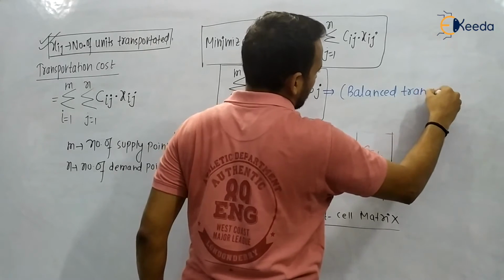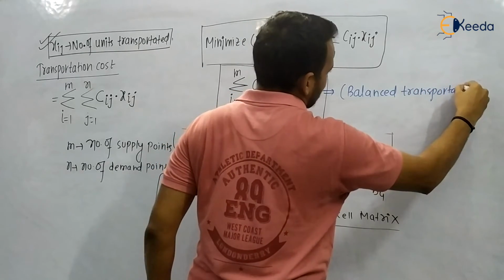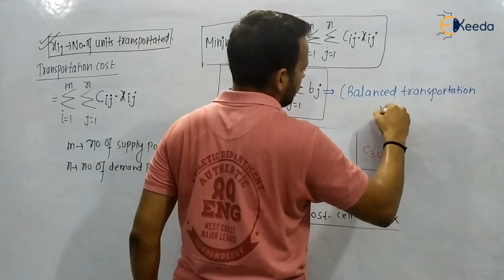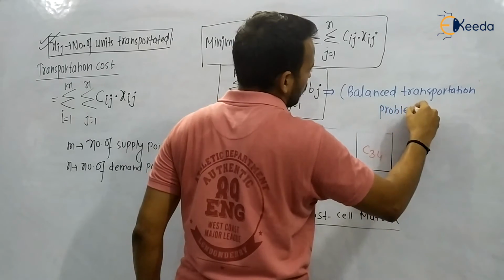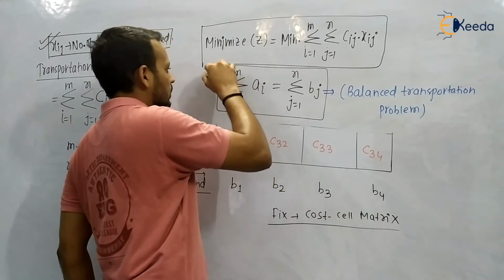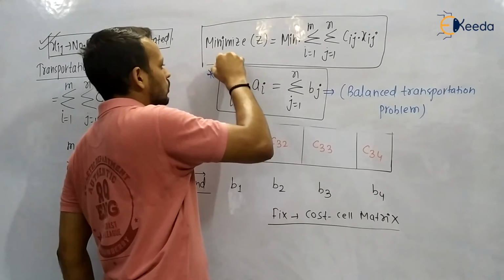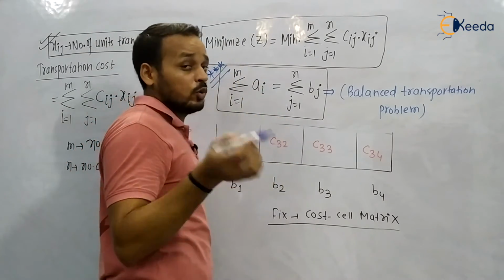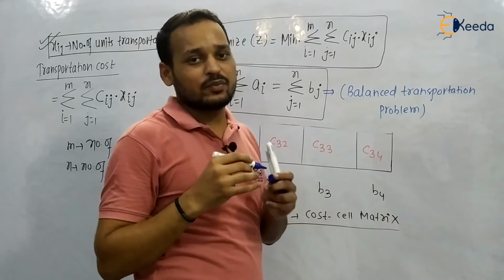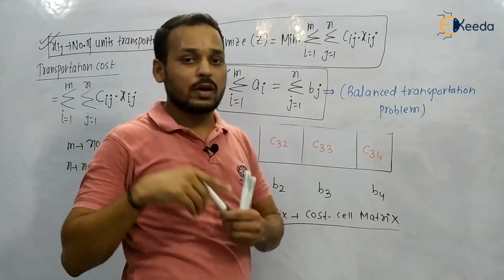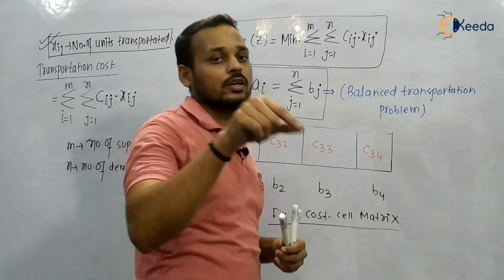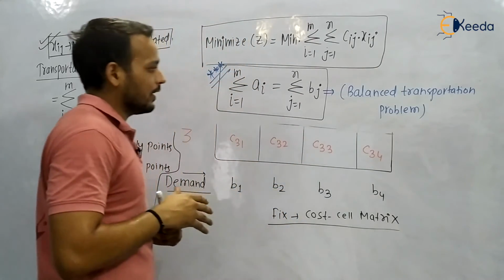You have to keep in mind that whenever you solve a transportation problem, it must be a balanced one. If it is not balanced, then you have to balance it by adding the required value.